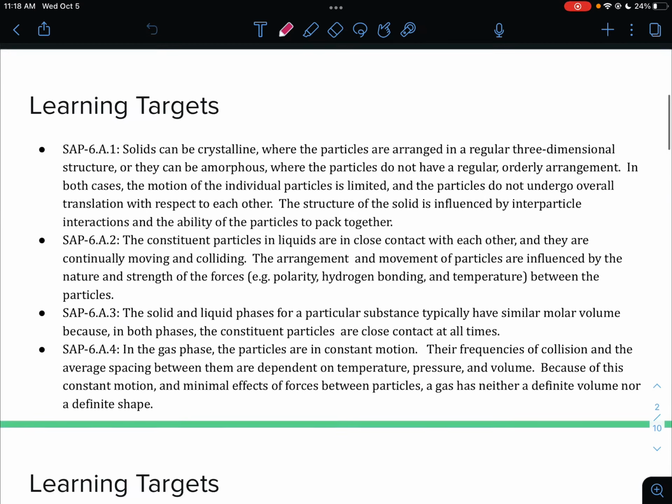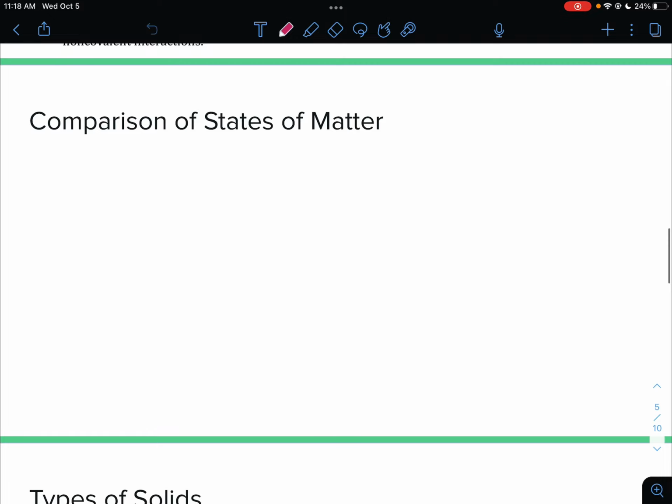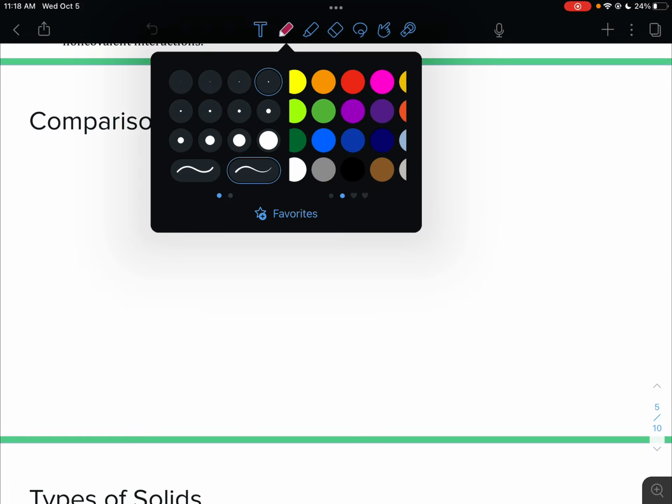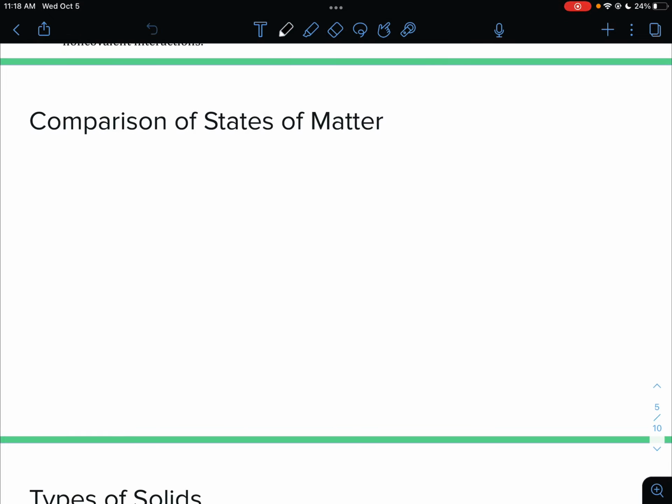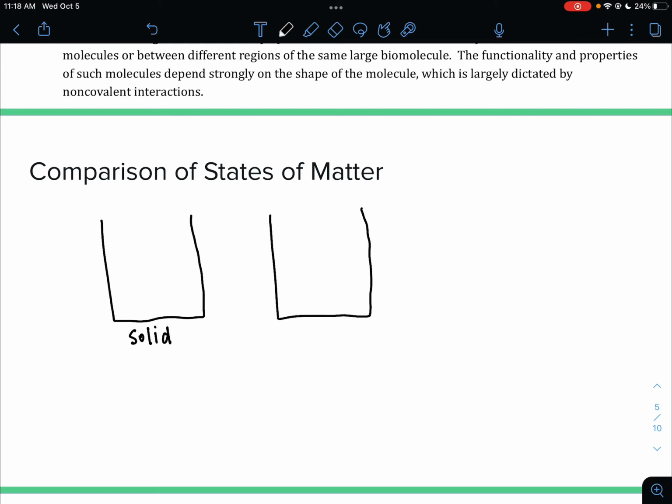All right, so properties of solids. This is all review from last year, or 2 years ago, so this should be good. Very quickly, we'll do a comparison of the states of matter, just so we know what we're doing. So you have your 3 states of matter. We have solids, we have a liquid, and we have the gas phase.